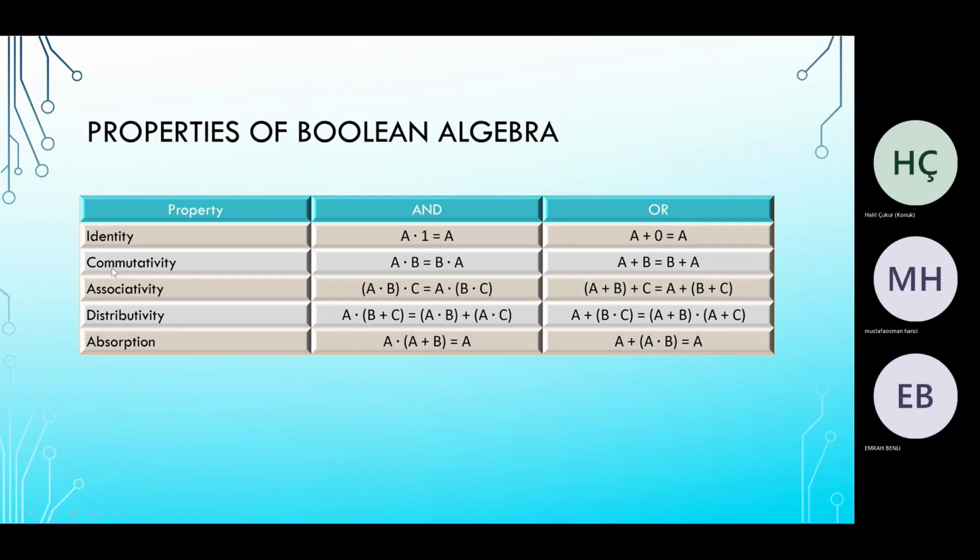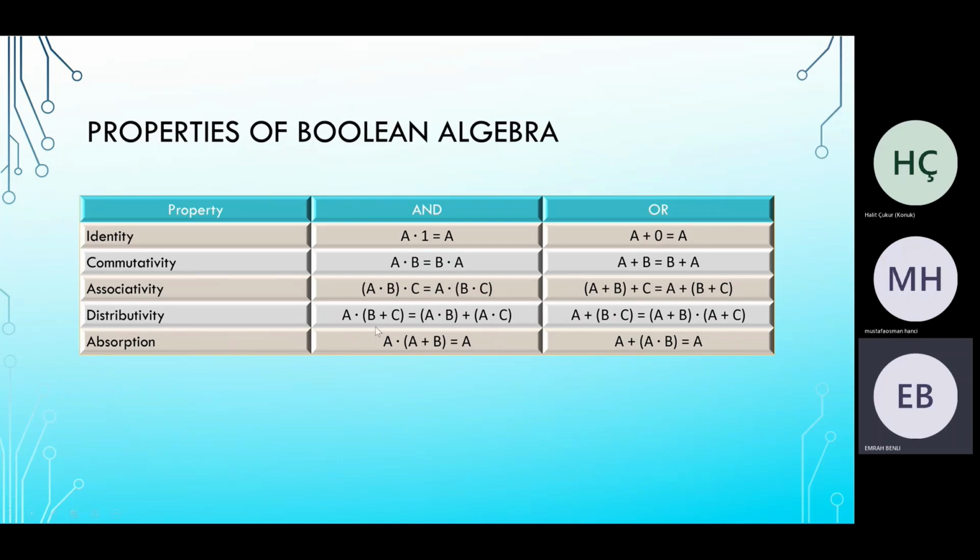And as you can see with the commutativity, A and B, we can replace them, switch their position for AND operation and OR operation. Both of them you can use that. And associativity, you can add C in the parentheses next to B, and you can take A outside of the parentheses. And for OR operator, you can also use the same property.